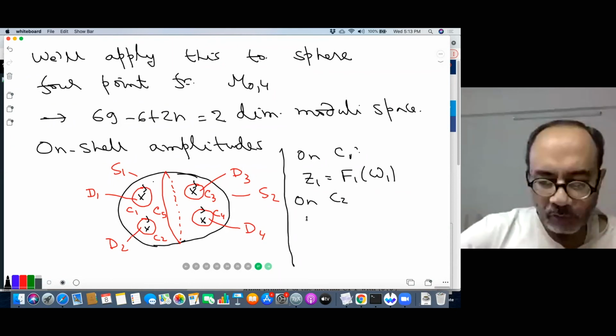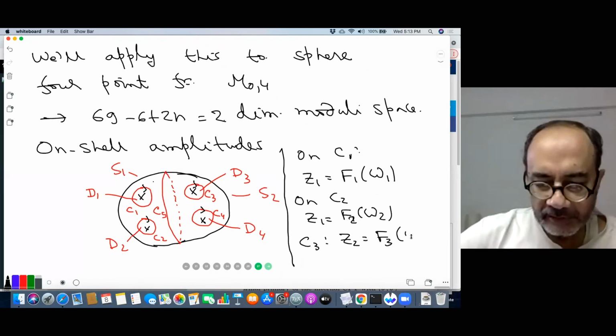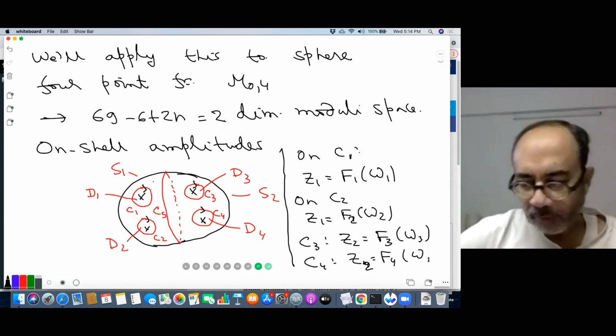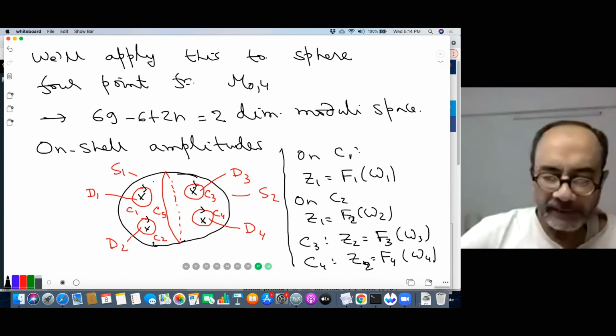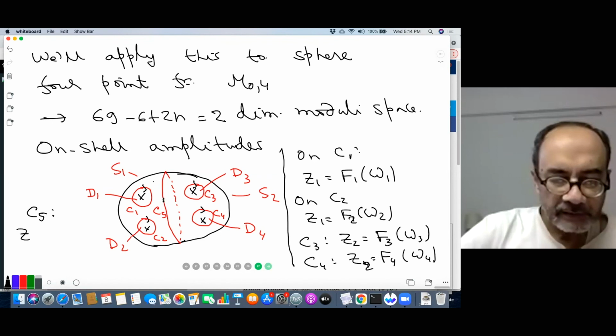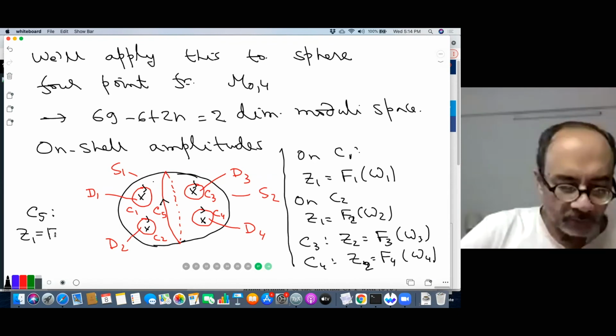On C2, Z1 equal to F2 W2. C3 will have Z2 equal to F3 of W3. C4 will have Z2 equal to F4 of W4. And finally on C5, let's put the Z1 on the left. So it's like this, Z1 equal to F5 of Z2.